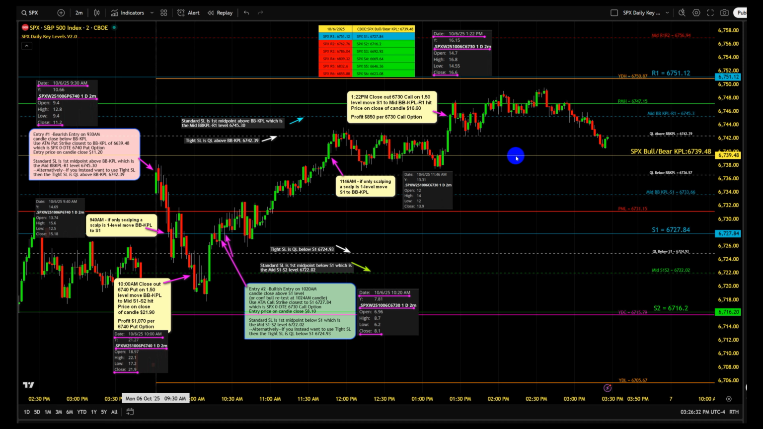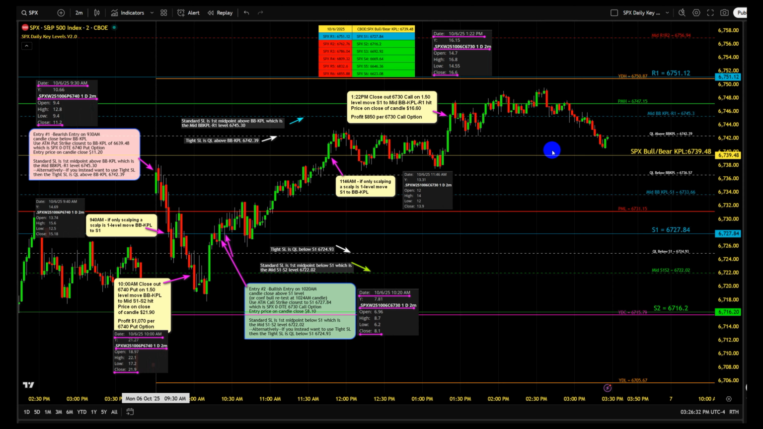Another part of the strategy that you can use with this indicator, assuming you have profits built up earlier in the session, is the lotto play. Now the lotto play window for the SPX starts at 2 p.m. and ends at the 4 p.m. close. So the window of opportunity with lotto plays is generally from 2 p.m. to say 3:40, 3:45 p.m. as far as entering a potential lotto play.